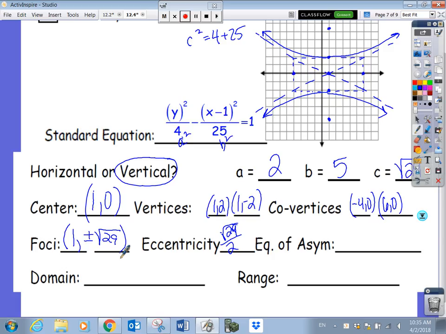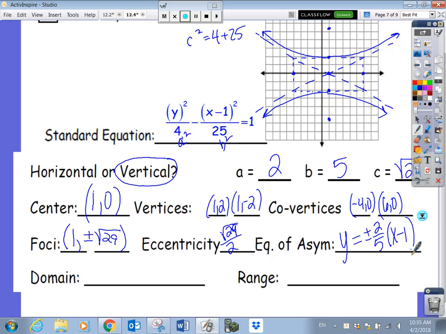And then equation of the asymptote. We bring the y down. Y equals plus or minus. Then we find the slope. So again, I always like to use the picture. So I start at the middle and go up 1, 2. That's rise. Run is 1, 2, 3, 4, 5. So my slope is 2 over 5.